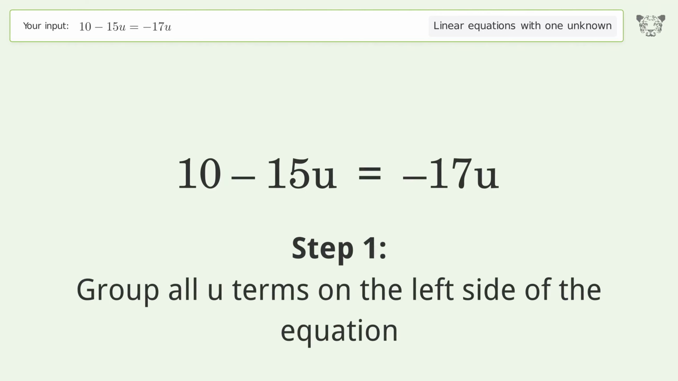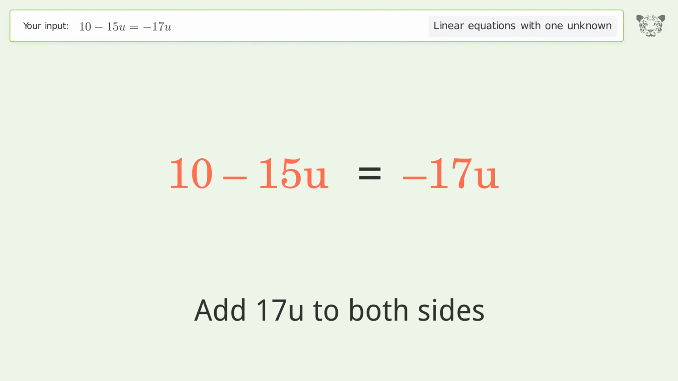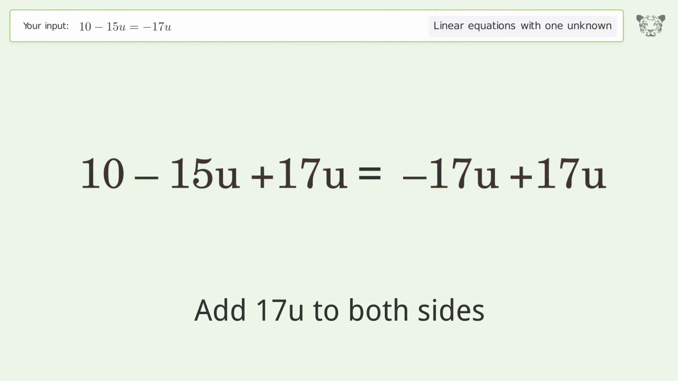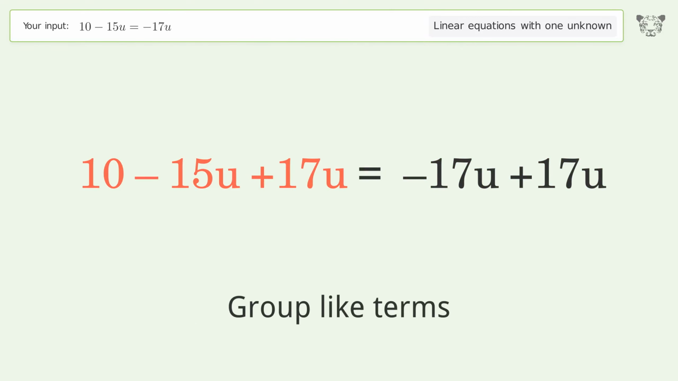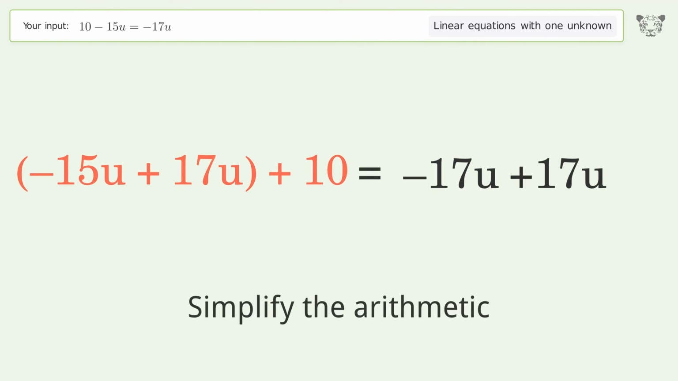Group all u terms on the left side of the equation. Add 17u to both sides. Group like terms. Simplify the arithmetic.